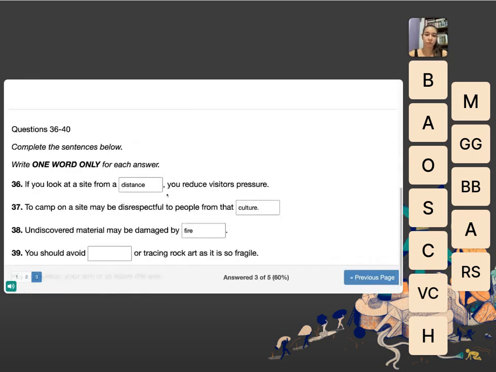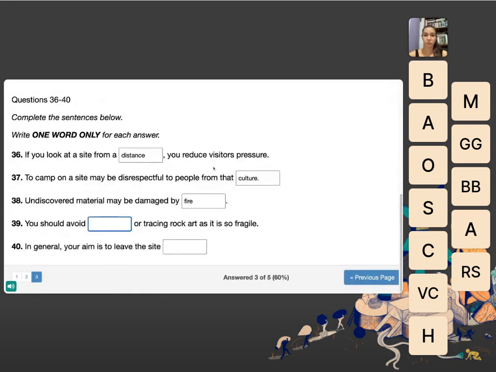However romantic it may seem. It's really dangerous in dry areas, and you can easily burn priceless undiscovered material by doing so. So, how are we going to enjoy the rock art on our field trip? By looking at it, drawing it, and photographing it. Never by touching it or even tracing it. Rock art is fragile and precious.